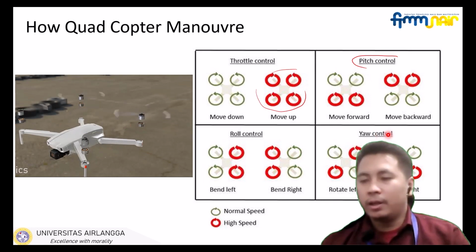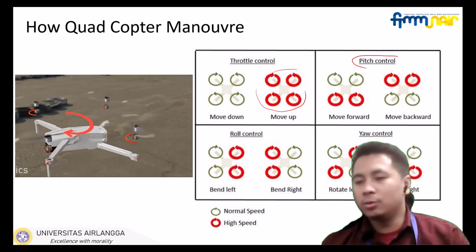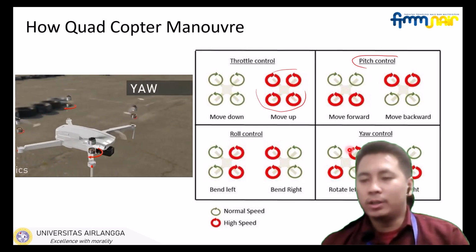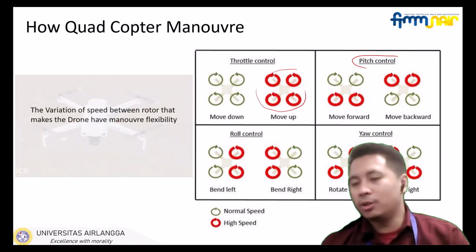And the yaw control is interesting, because we have to make a higher speed on two rotor blades, on this diagonal, and the two rotors rotate to the right. Why can it yaw, or rotate? Because of the inertia of the motor.